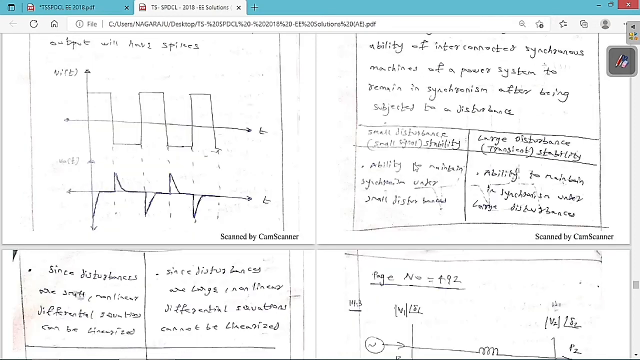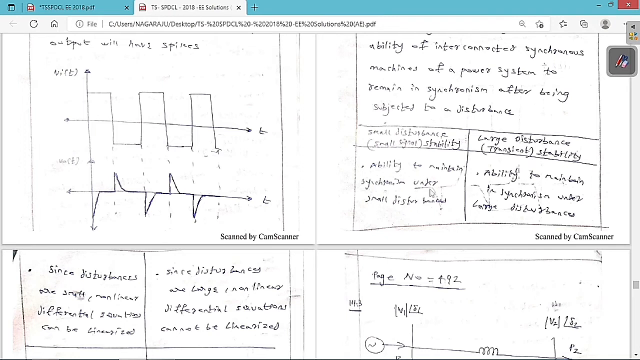Now there are two types of disturbances: small disturbance and large disturbance. Small disturbance is also called small signal stability, and large disturbance is also called transient stability. So we are going to see each and every aspect regarding the small disturbance and also the large disturbance.